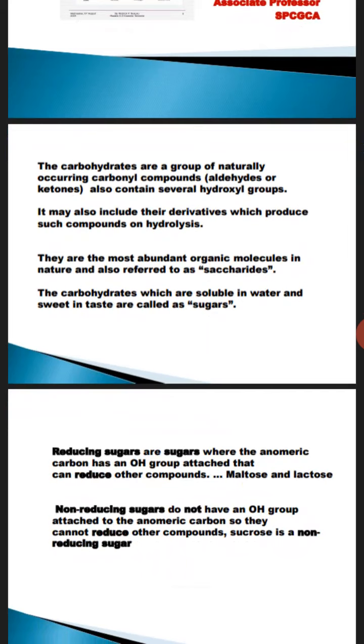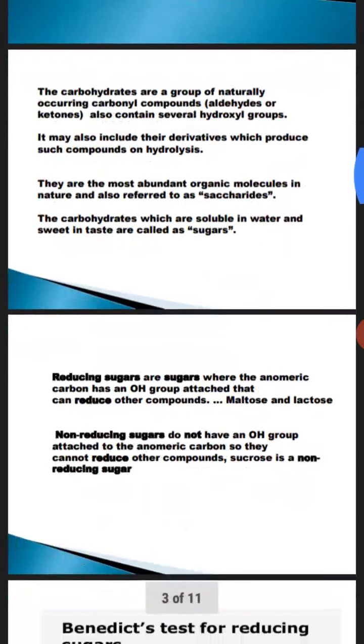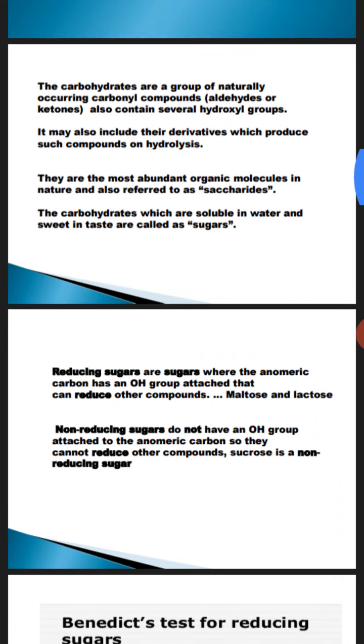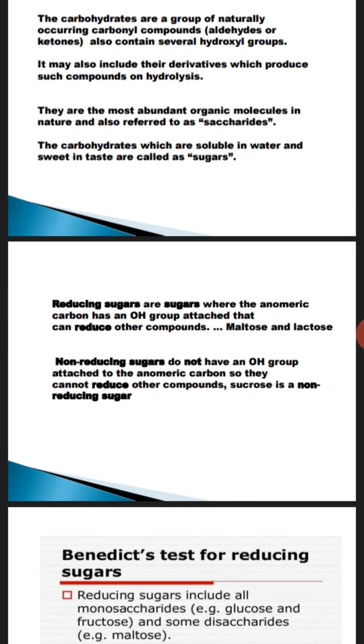So what are reducing sugars? Reducing sugars are the sugars where the anomeric carbon has an OH group attached and they can reduce other compounds. Such sugars are called reducing sugars. Examples are maltose and lactose. Then what are non-reducing sugars? Non-reducing sugars do not have an OH group attached to the anomeric carbon, so they cannot reduce other compounds. Sucrose is an example of a non-reducing sugar.